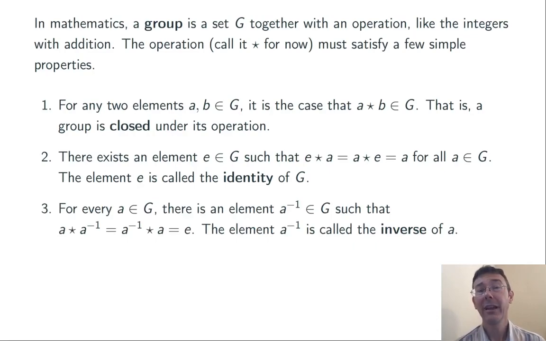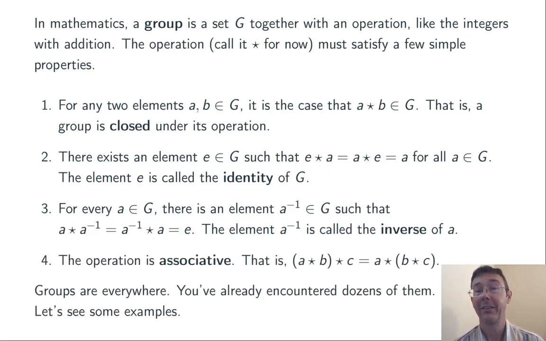Third, every element in your set has to have an inverse. So if the element is A, you have to have an element A inverse such that A star A inverse is the same as A inverse star A, which is the identity element. When we're talking about the integers with addition, the inverse of any number is going to be its negative.